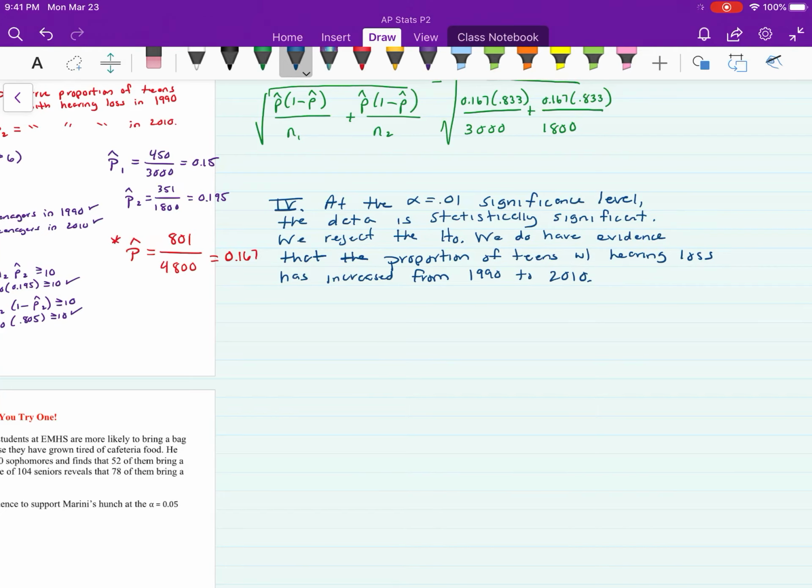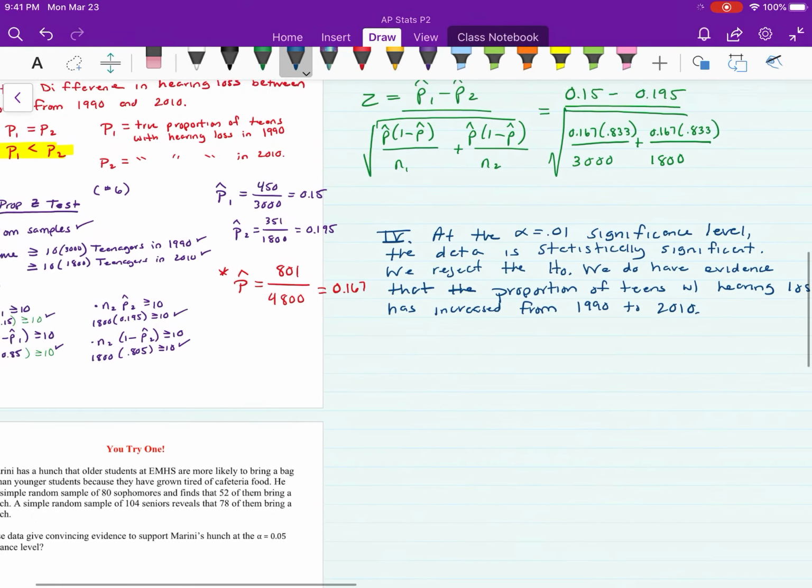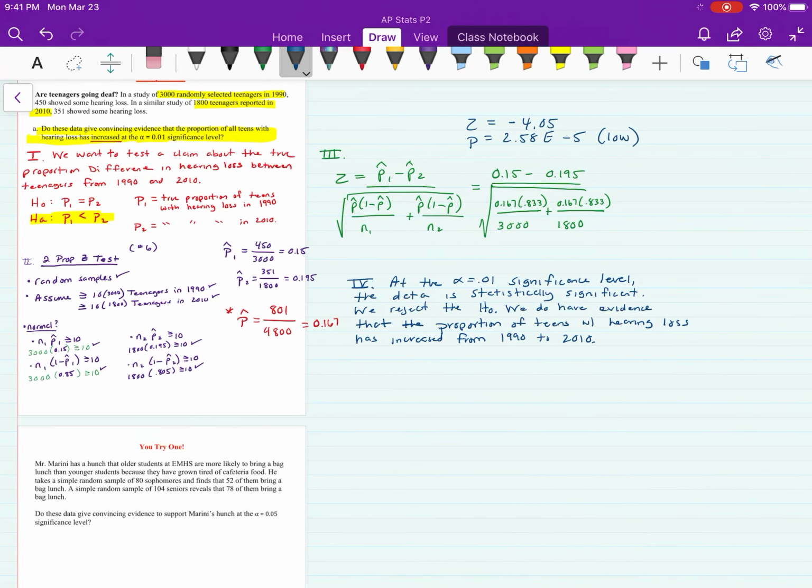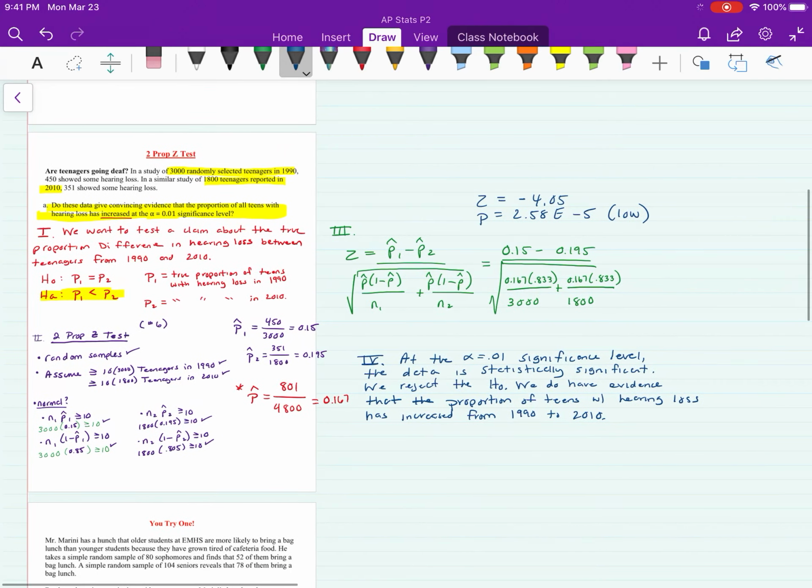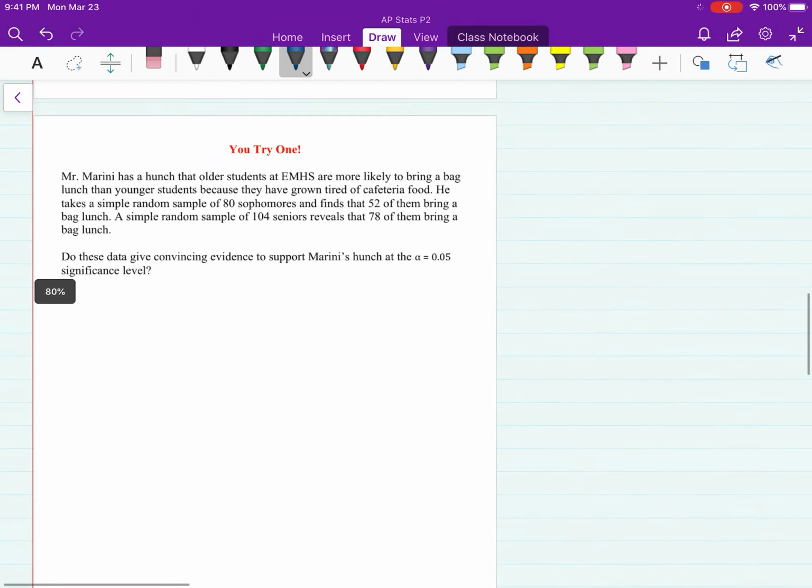Okay, but another way of wording that would be, we do have evidence that the proportion of teens with hearing loss in 1990 is less than the proportion of teens with hearing loss in 2010. Ultimately, that's the same thing, however you want to word that. So that is how you perform a two-prop z-test.